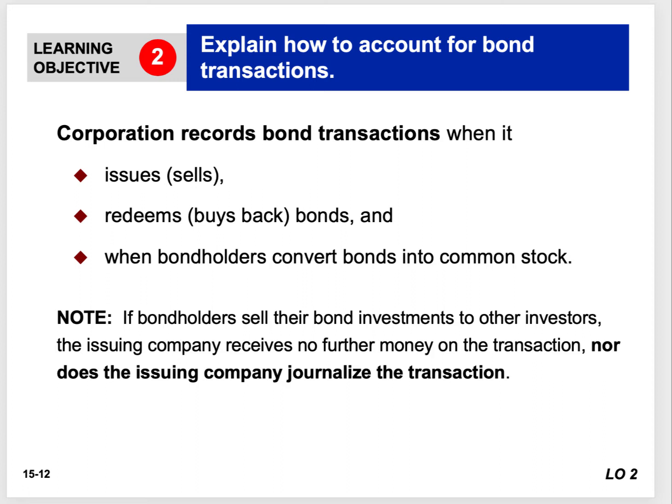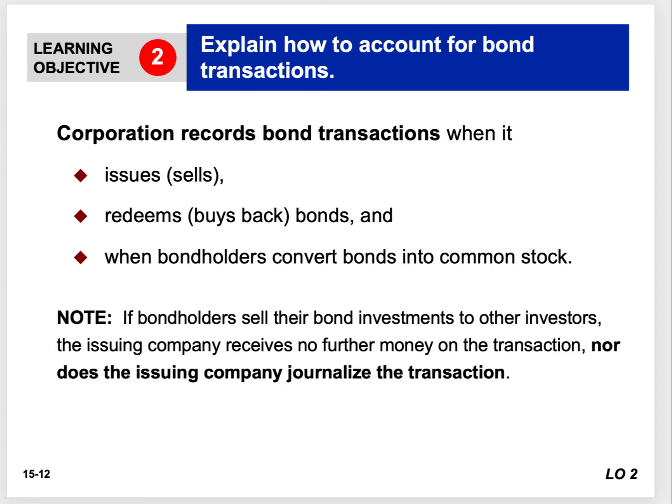So it's very important that you understand that in order for us to be able to prepare the journal entries whenever we first issue bonds or whenever we sell bonds, whenever we redeem bonds, right? We're going to have to know a journal entry on how we accrue interest. And then finally, we're going to have to know how to do the journal entry to buy back bonds and also how to convert bonds into common stock.